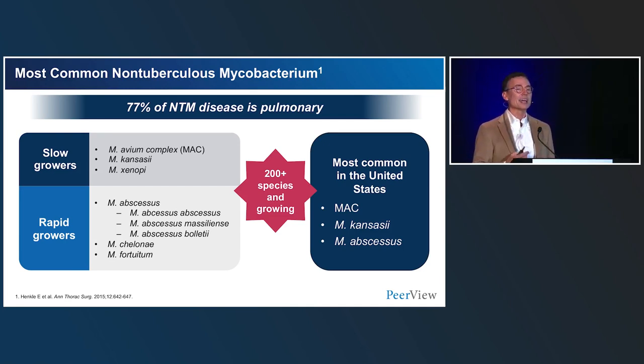And that really refers to how much time it takes to isolate these organisms on culture. The slow growers, for instance MAC, which includes avium, intracellulare, and chimera, generally take longer than 7 days to isolate on culture, as opposed to the rapid growers. These are your abscessus, your chelonae, and your fortuitum, which take, generally speaking, under 7 days. It should be noted there are over 200 species of NTM that have been recognized, and that number is growing. Not all of them are pathogens.